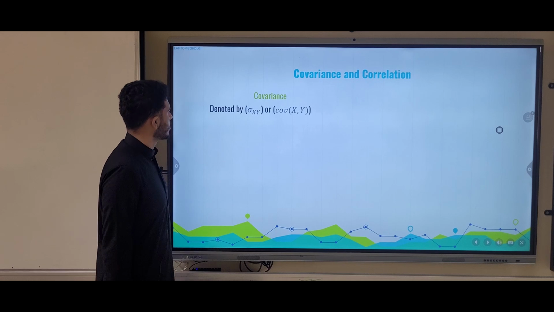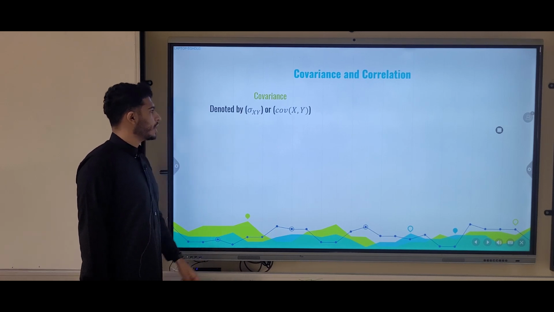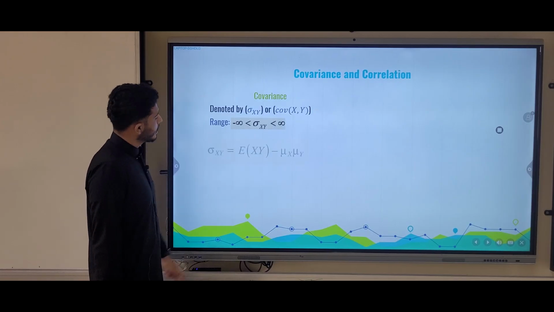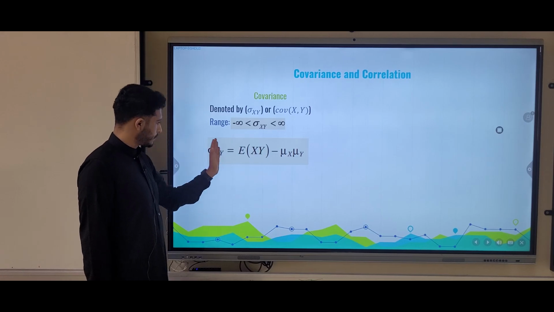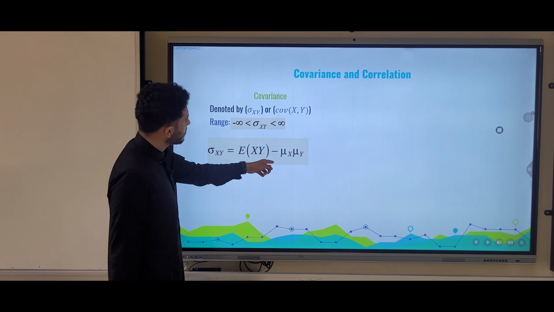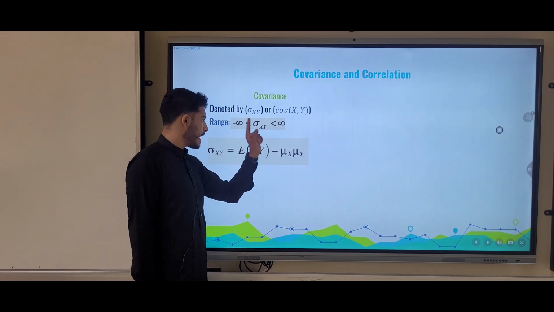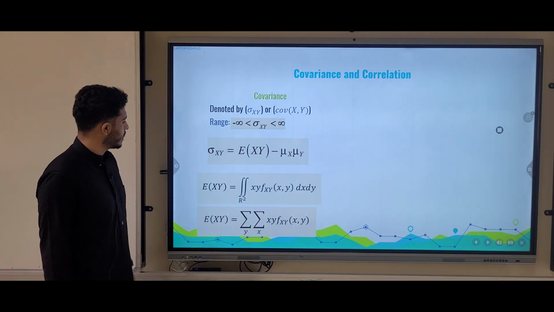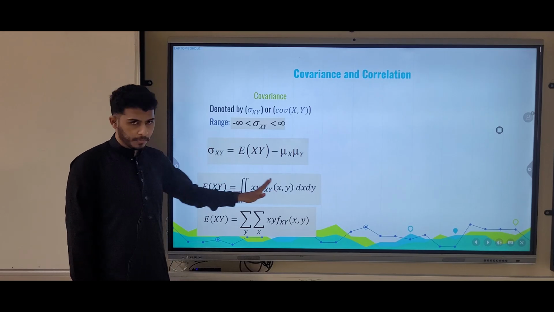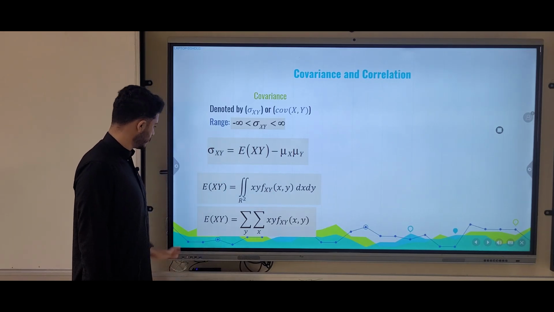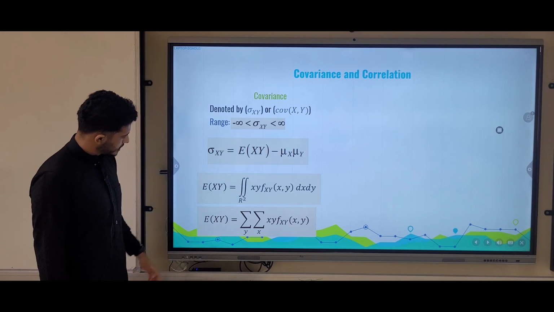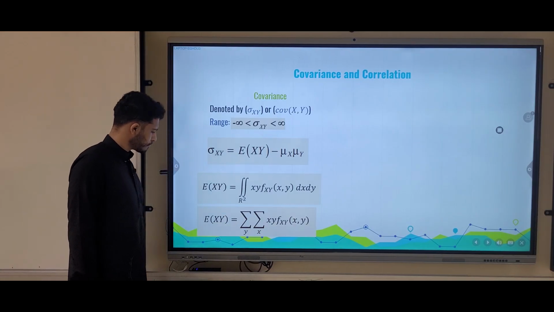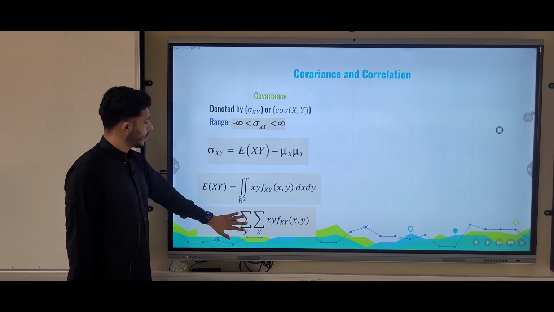So let's see a little bit more regarding the covariance. It's denoted with sigma xy, or covariance of x and y, and it has a range going from -infinity up to infinity, and it has this formula. First, you have to find the expected value of x and y, and then subtract from that the mean of x times the mean of y. The expected value of x and y is not shown in the book, so I had to look for it on the internet, and this is the formula for the discrete case, which is shown in the book, or in the slides also.